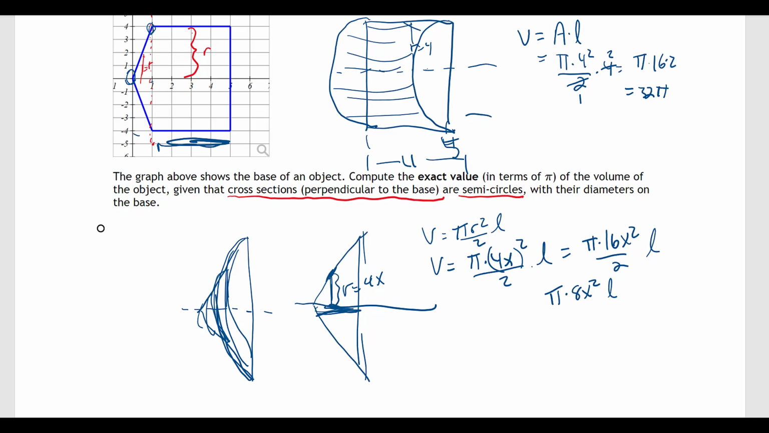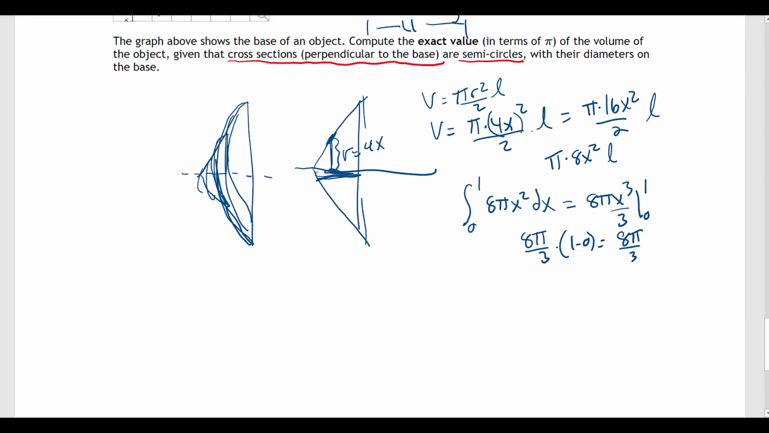So I end up with this formula, and it's going to go from 0 to 1, because we're looking at 0 here to 1 there, of 8 pi x squared dx. The dx is representing this variable distance from 0 to 1. That's going to give us 8 pi x cubed over 3 from 0 to 1. And so we end up with 8 pi over 3 times 1 minus 0, that's 1, so it's 8 pi over 3, excuse me, no x cubed anymore.